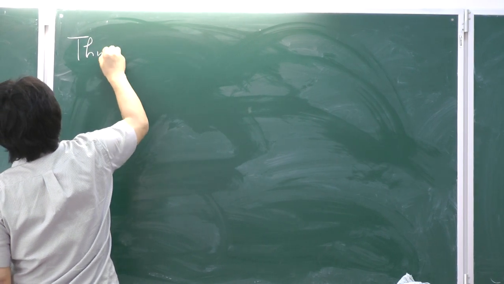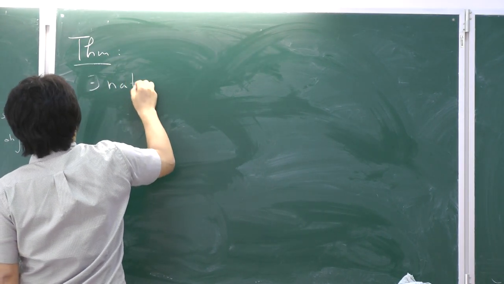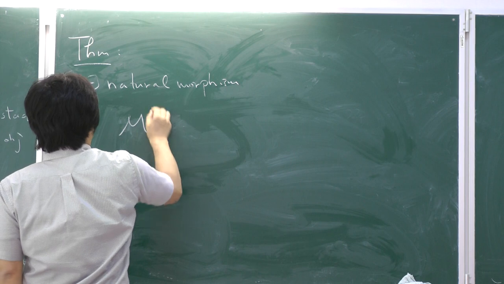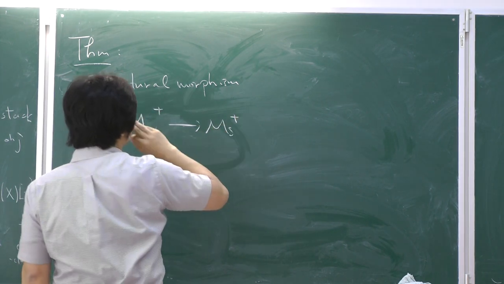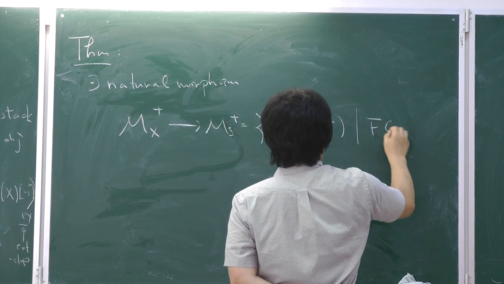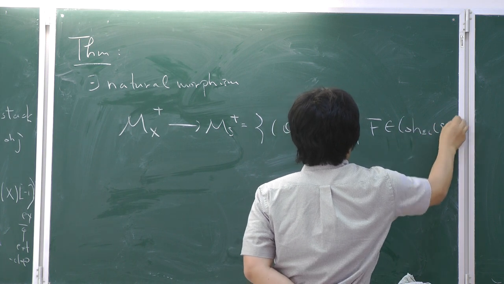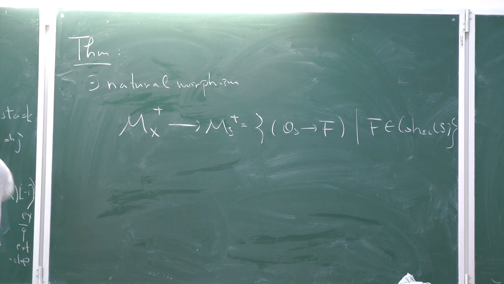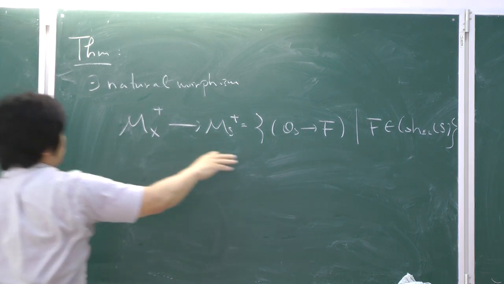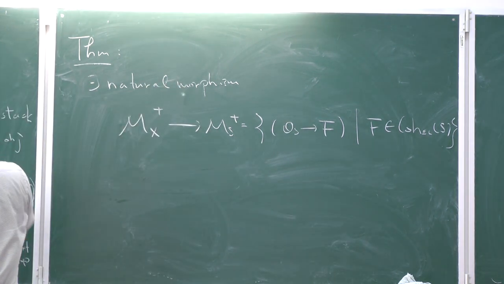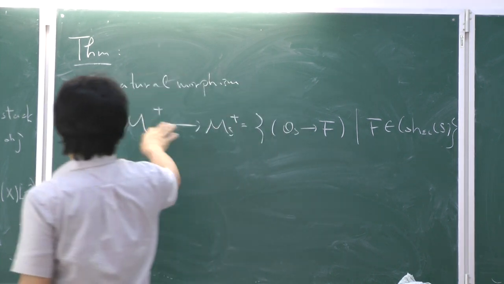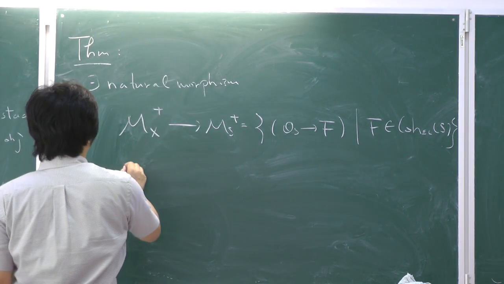The next statement is that there is a natural morphism to M_X^+, from the moduli stack of pairs such that F is one or zero dimensional. It is easy to construct a map from here to here, because this is just a pair of a one-dimensional sheaf with a section, so you can just take the push forward. But an object in here may not be a pair, but a certain two-term complex like here. So it's not a priori clear how to construct such a map. But anyway, we have such a map.